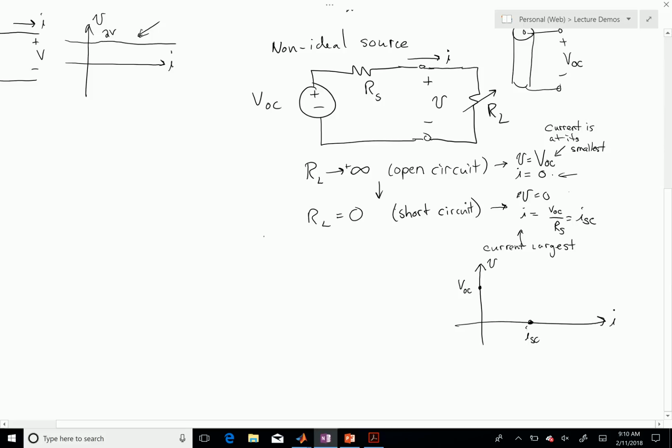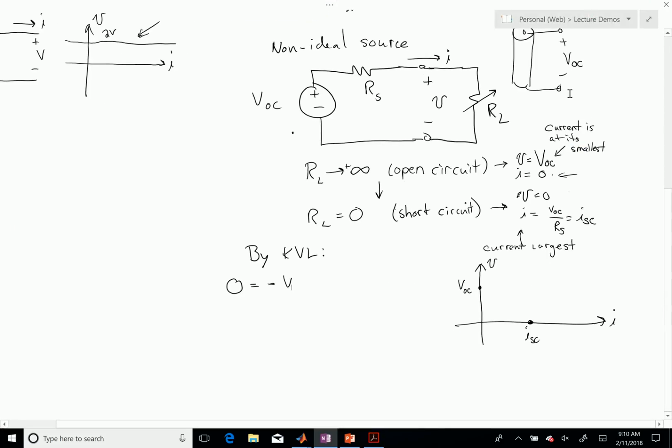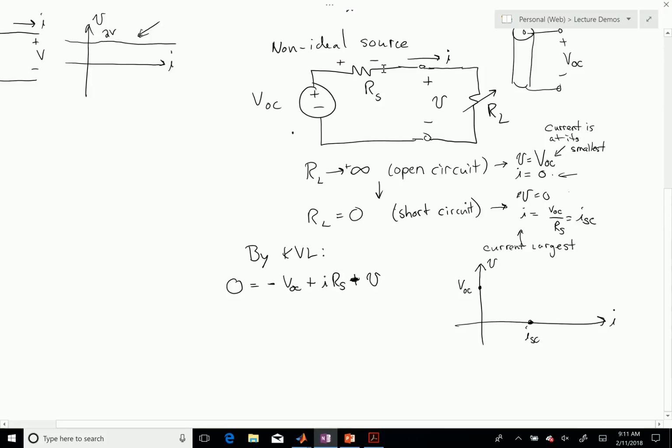Now, if I want to see that, I can derive my VI characteristic by just doing a KVL. By KVL, I'm going to go clockwise, starting in the bottom left, like I always do. So 0 equals minus VOC plus I times RS plus V. So what have I done? I go from minus to plus across VOC, plus to minus across RS, and then plus to minus across V. Now I could have plugged in that V was equal to I times RL, but I don't have to. If I rewrite this, I can say V equals VOC minus I times RS.